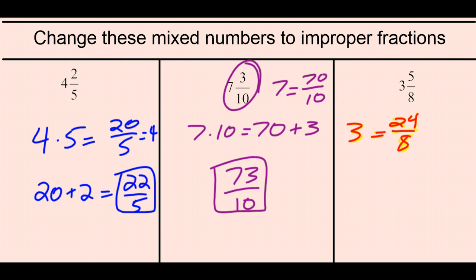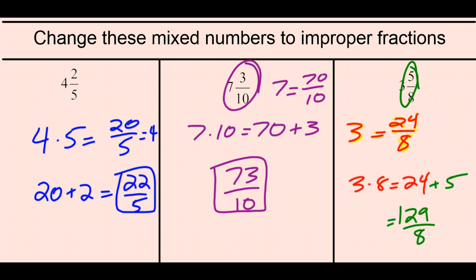3 is the same as 24/8 because 3 times 8 is the same as 24. Now we're going to take that fractional part we have remaining. We have an extra 5/8 on top of that 24, which gives us 29/8 as our answer for 3 5/8.